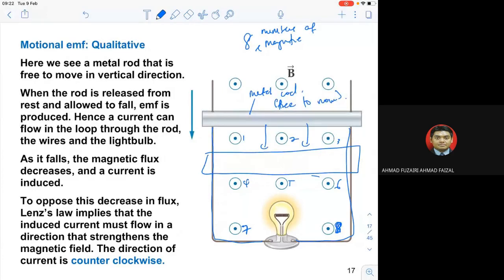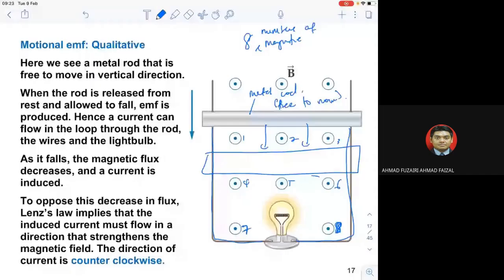Now you put your fingers at your screen. Your thumb should be directed towards you. Your thumbs menghadap awak. So you curl your fingers, and then you can see that the magnetic field now has been increased back. So the direction of the induced current in this loop is considered to be that way, this way, this way, counterclockwise.